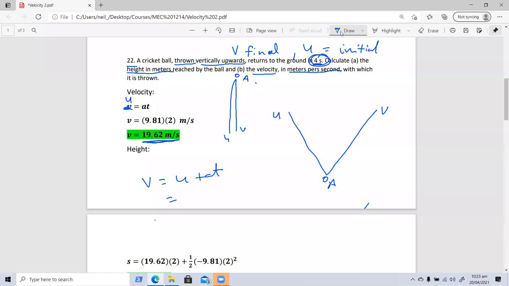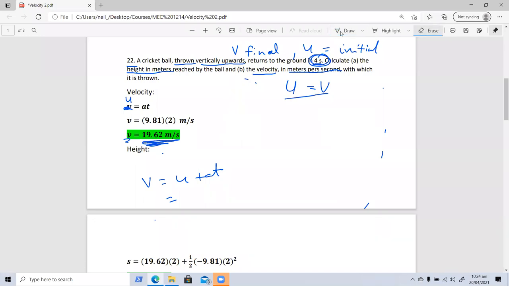So if we break this down into two problems and we analyze from this point, this u here is 19.62. But if we break down here on this point, V is 19.62. So it depends on which half of the graph you analyze. And we need to say that u is equal to V, because it's symmetrical. That makes sense? Perfect. U equals V in this case, because it's symmetrical. All right.